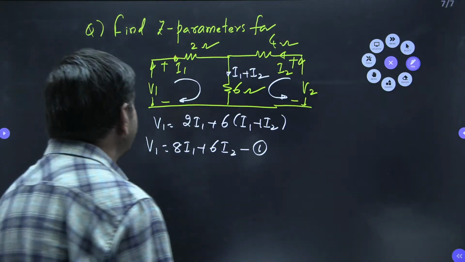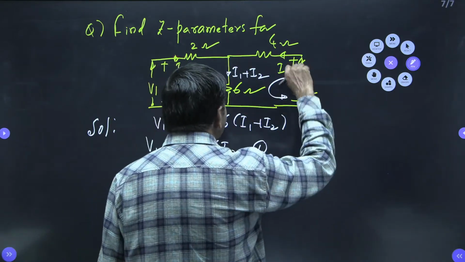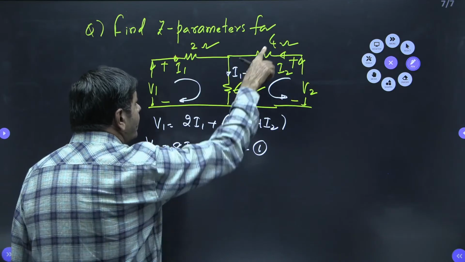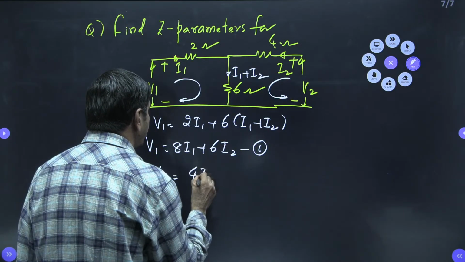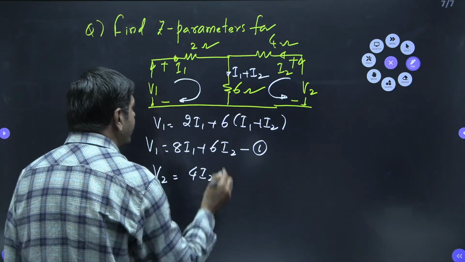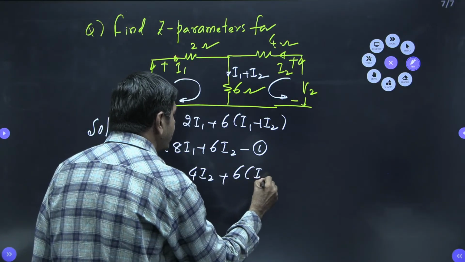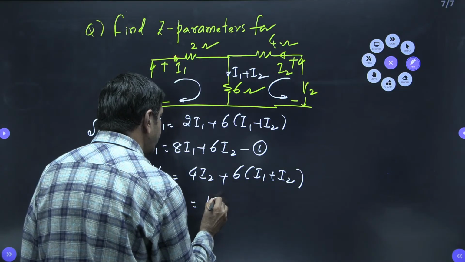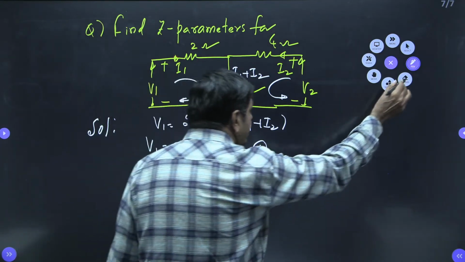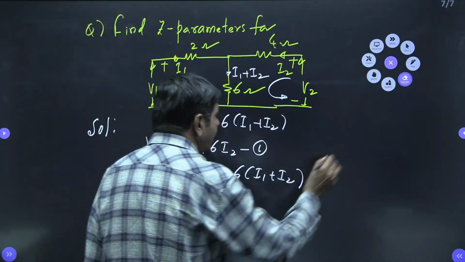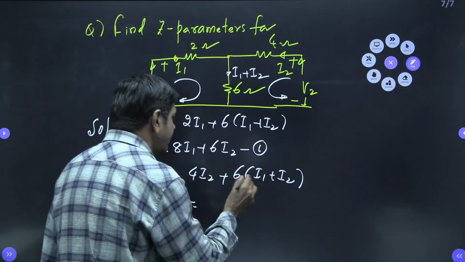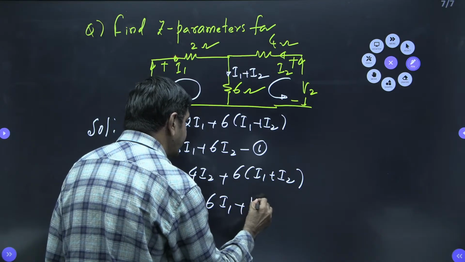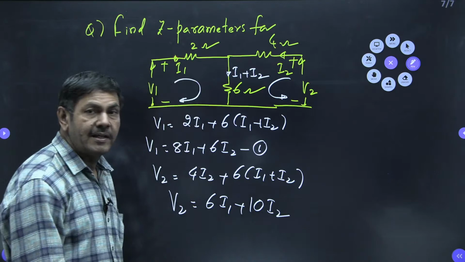But I want to get this second equation. When I apply the KVL in this direction, I can get V2 here now. V2 equal to, I can note down 4 into I2 plus the drop across this 6 into I1 plus I2. I can get V2 equal to 6I1 first, 6I1 here, plus 6 plus 4, 10I2 I can get here now. Yes, these are the values we got.